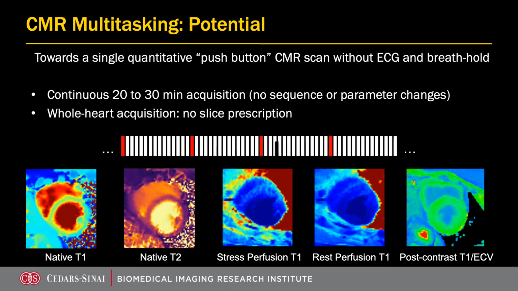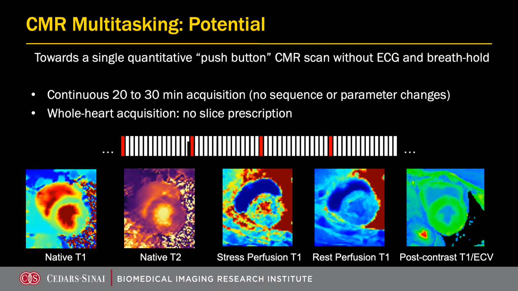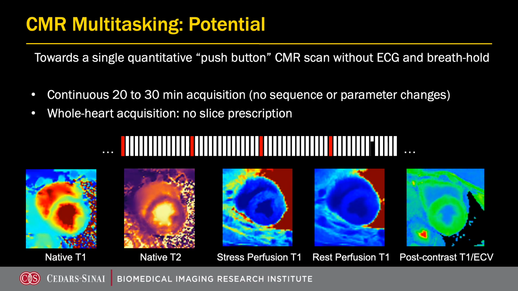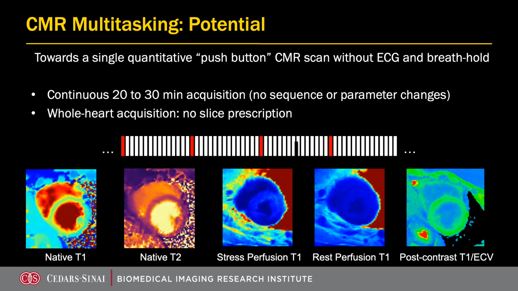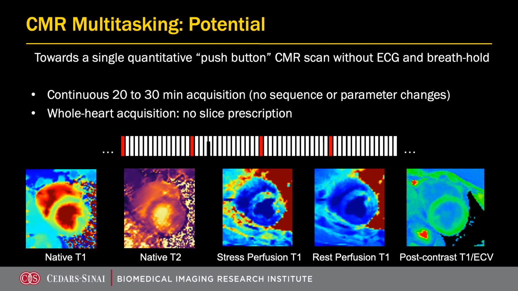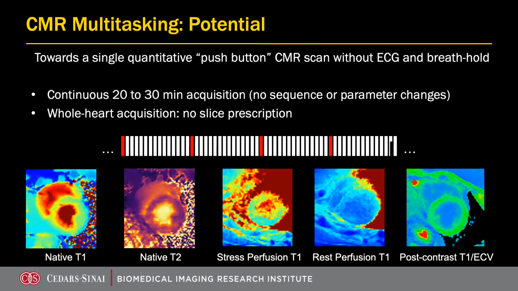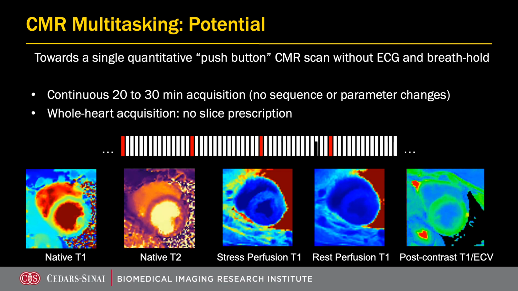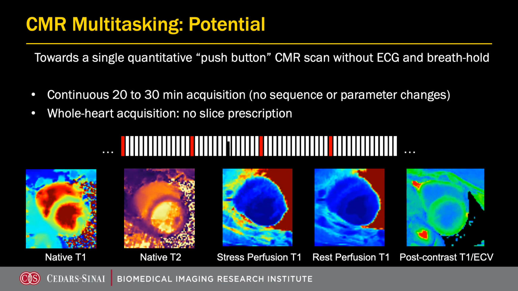In summary, due to its continuous acquisition mode and scalable multidimensional imaging capability, multitasking has the potential to be a single push-button scan for quantitative CMR. Native parametric mapping, first-pass perfusion, and post-contrast mapping can all be obtained with the same sequence framework without imaging parameter setting and without the need for ECG or breath hold.